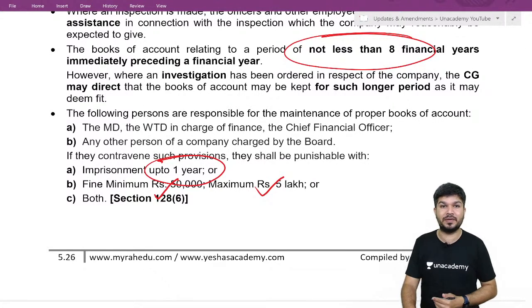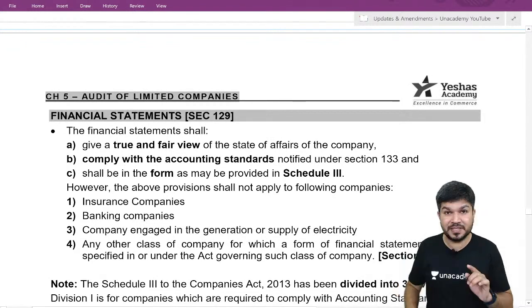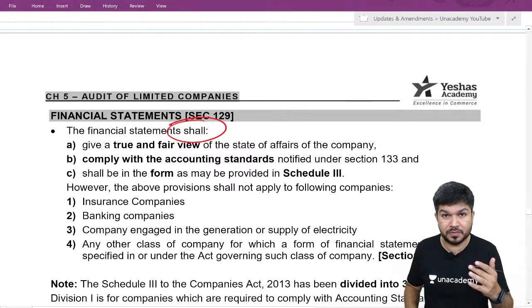This was section 128. 129 is on financial statement. The financial statement shall, the word written is shall, show a true and fair view of the state of affairs.